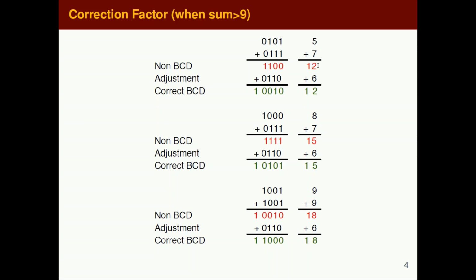So later you add another 6, which is 0110. So your answer will be 0001 0010. So 0010 represents 2, 0001 represents 1. So the correct BCD will display 1 2, because remember that the BCD only starts from decimal 0 until 9.